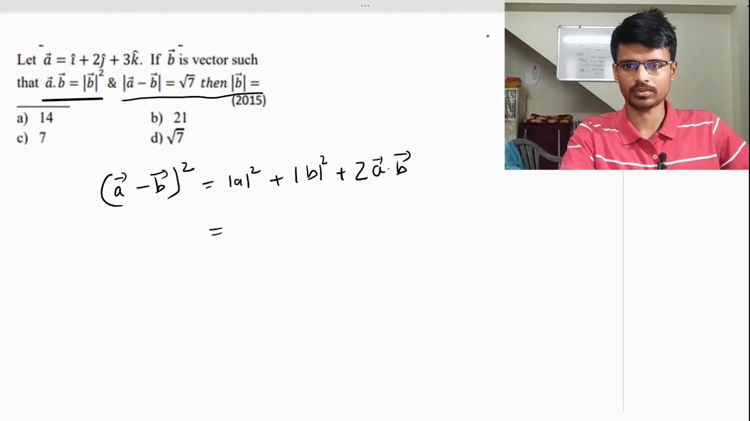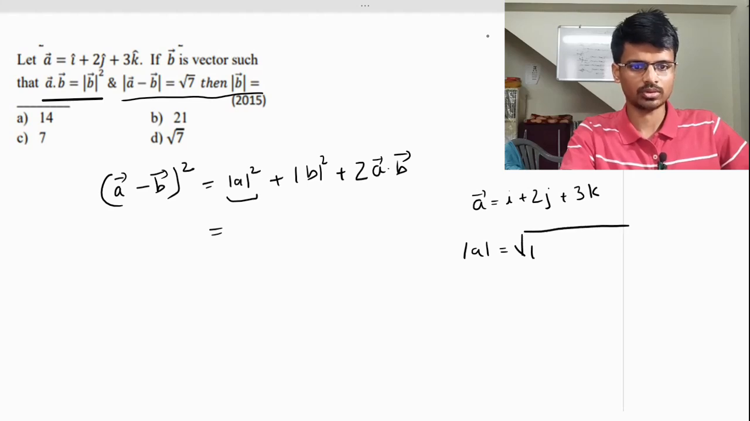Again here I need to find the magnitude of vector A. I know what is vector A, that is given. So it is I cap plus 2 j cap plus 3 k cap. So the magnitude is nothing but the square root of the sum of the squares. 1 square plus 2 square plus 3 square. So this comes out to be 14.